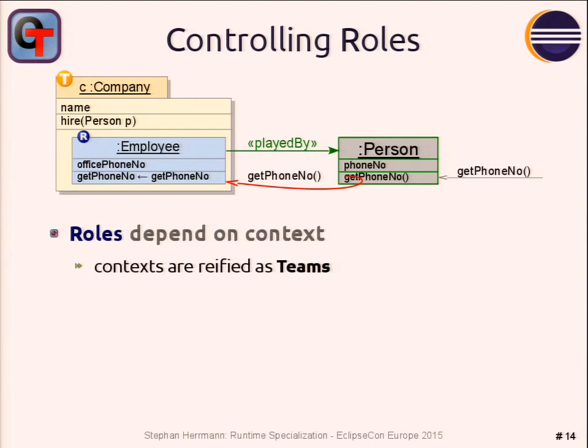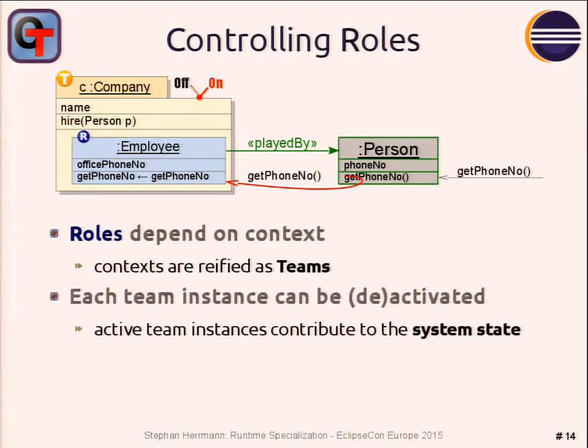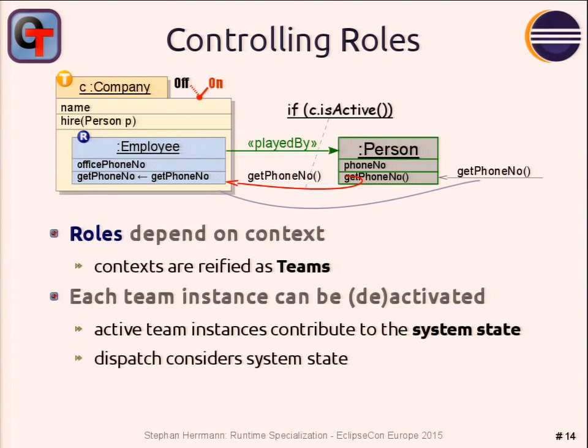Long story to get to the name. The main point in controlling roles is that each team has a switch where we can turn it on and off. So a context can become active or deactive. With this, we're controlling all the method call interception. When this call is received here, we first look: do we have a team that has any roles for this base instance? Only if that team is active will method call interception happen. Otherwise, the system will be in its original state.